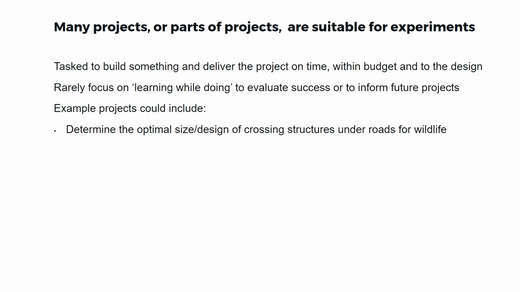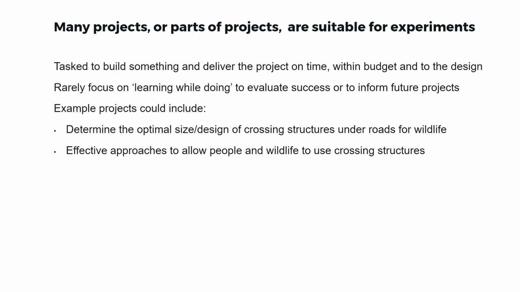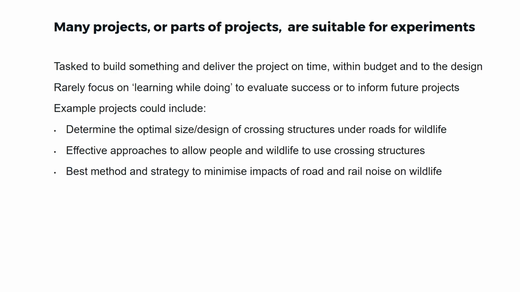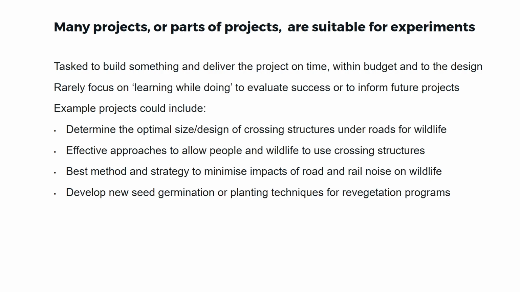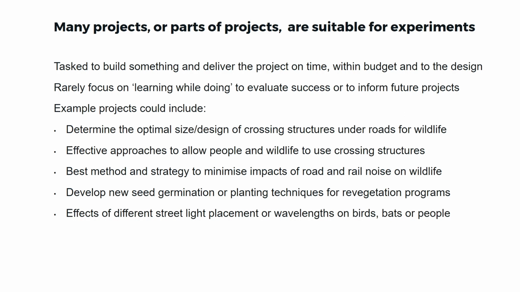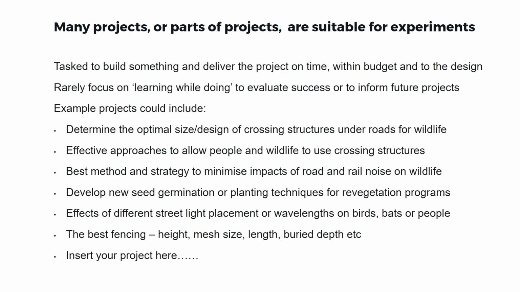we found this opportunity, and it might be in relation to the size of crossing structures. Can we design crossing structures for people and wildlife? What's the best strategy or best method to minimise noise or lighting impacts? Different approaches to revegetation, lighting, fence height and fence size and fence mesh size. They're quite small things that you can quite easily do experiments with. And so insert your project here.